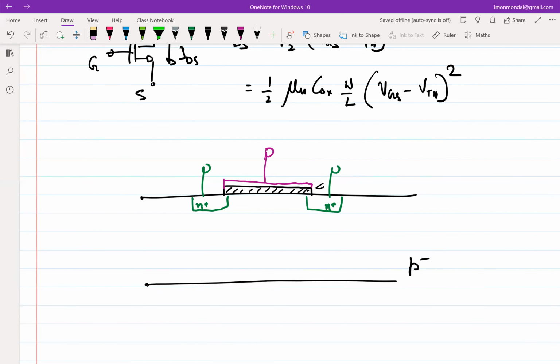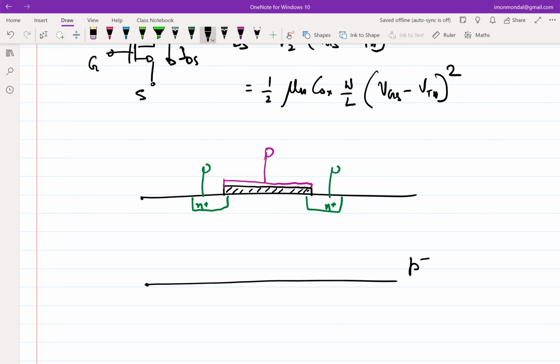So for all practical purposes, this acts as a metal. I mean, as a conductor, not a metal. And now you have to decide. So this is physically symmetric, right? You cannot really make out which is what.